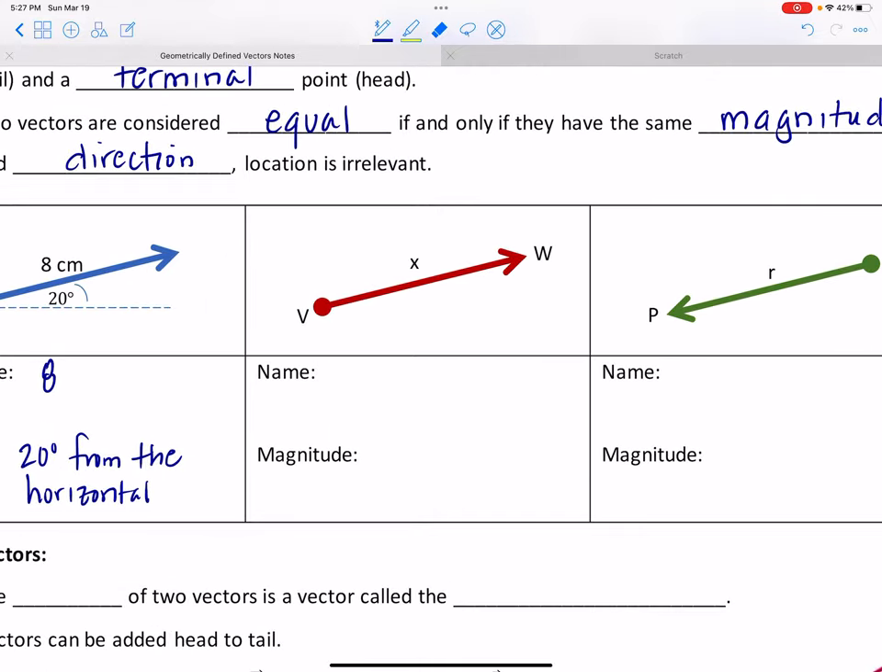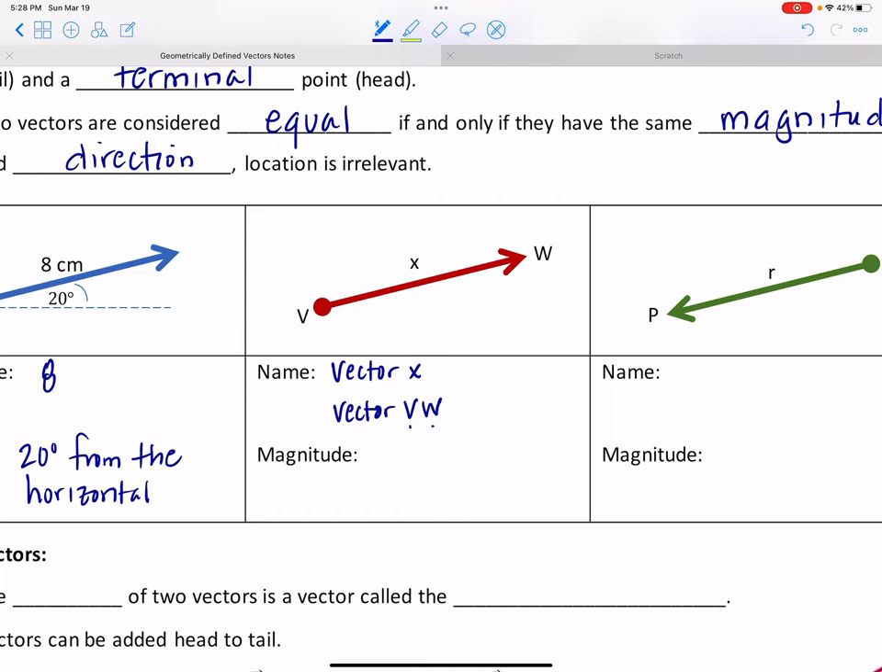So we have a terminal point, we have an initial point, so we can name our vector by those two points, and sometimes we can name it by the magnitude that we would see, the measurement that we would see above it. So in this particular case, I could call this vector x, or I could call this vector vw. Now when I'm using the two endpoints, the initial point and terminal point, to label that vector, I want to make sure it's the initial first followed by the terminal. So if it starts at v and ends at w, it has to go in that order.